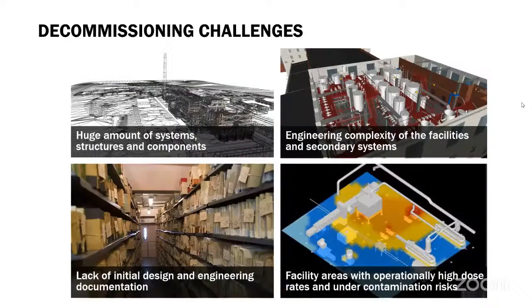To do decommissioning, we face a lot of challenges. First of all, the radiochemical sites are quite huge. They have a huge number of systems, structures, components, elements, and so forth, and a very complex engineering configuration of the main buildings, main systems, and secondary systems. As these facilities are old, they lack initial design and engineering documentation. Some of the documentation was lost over the years, and some of it is just inaccurate. That is also a huge problem.